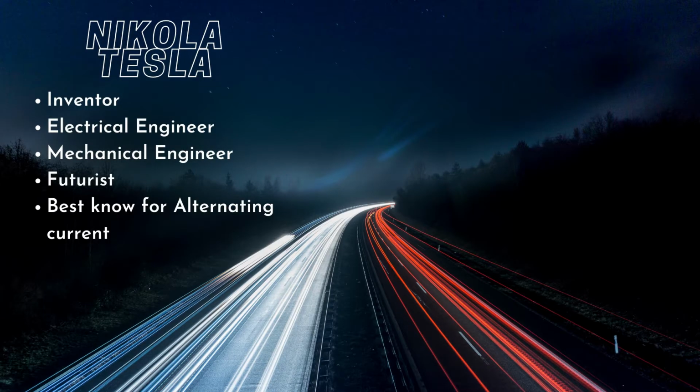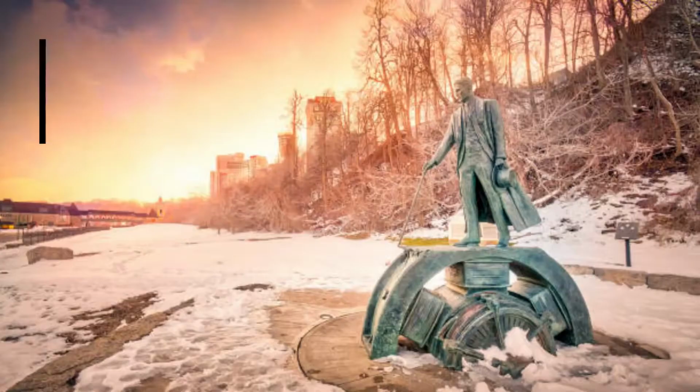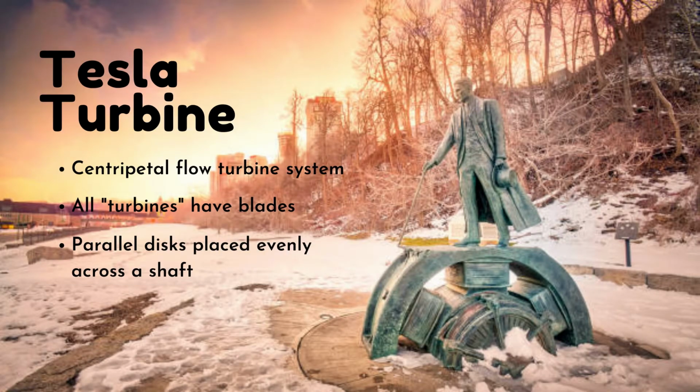Nikola Tesla, one of the most influential figures in the history of science and technology, was a Serbian American inventor, electrical engineer, mechanical engineer, and futurist, best known for his contribution to the design of the modern alternating current electricity supply system. One of his least known inventions was the Tesla turbine, a centripetal flow turbine patented in 1913.